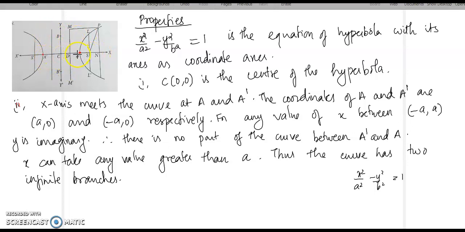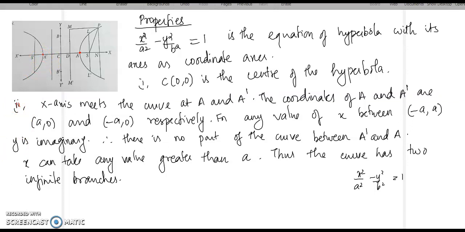So our curve exists when x is greater than a or x is less than −a. The reason is that between −a and a, the y value is imaginary. So there is no part of the curve between A and A dash. So x can take any value greater than a or less than −a. So the curve will have two infinite branches. One branch is where x is greater than a, and the other branch is where x is less than −a.